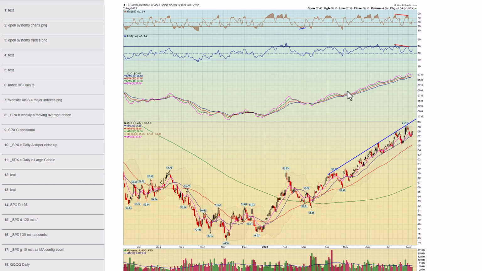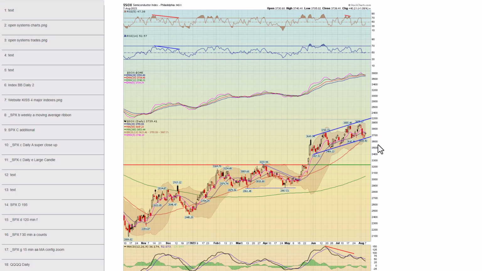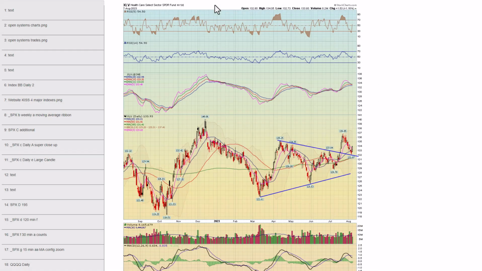Next, chart 40, here's XLC Communications sector. This overall still holding up well, holding that 20-day moving average. That's your real critical support right now. Next, chart 41, semiconductors still holding this pattern, bounced off the 50-day moving average.